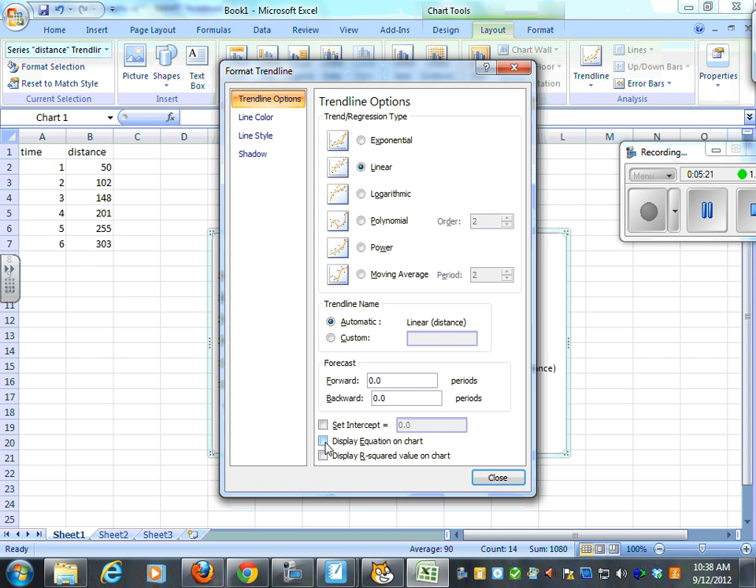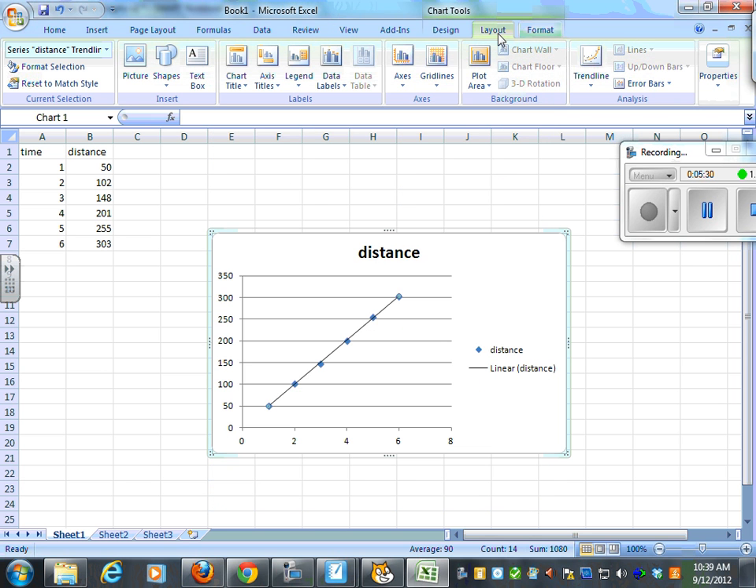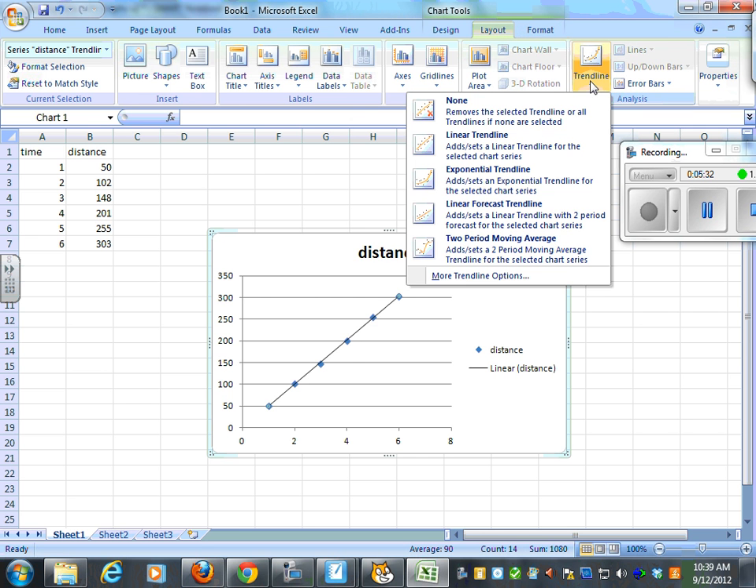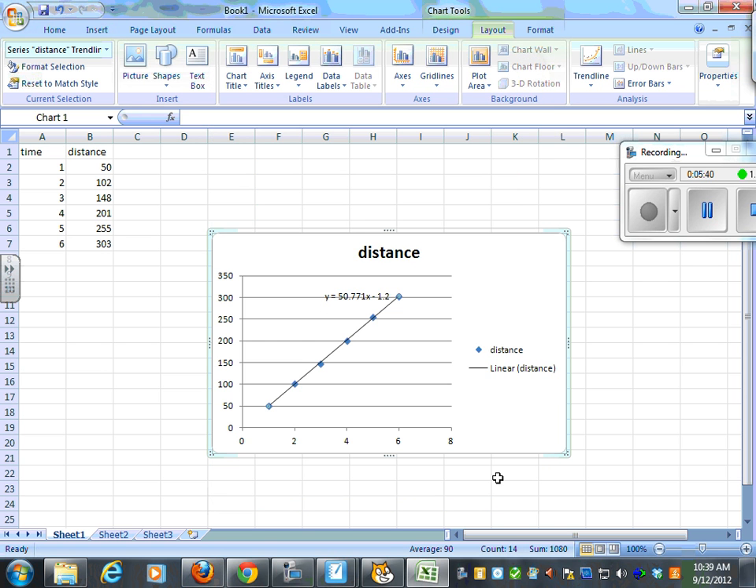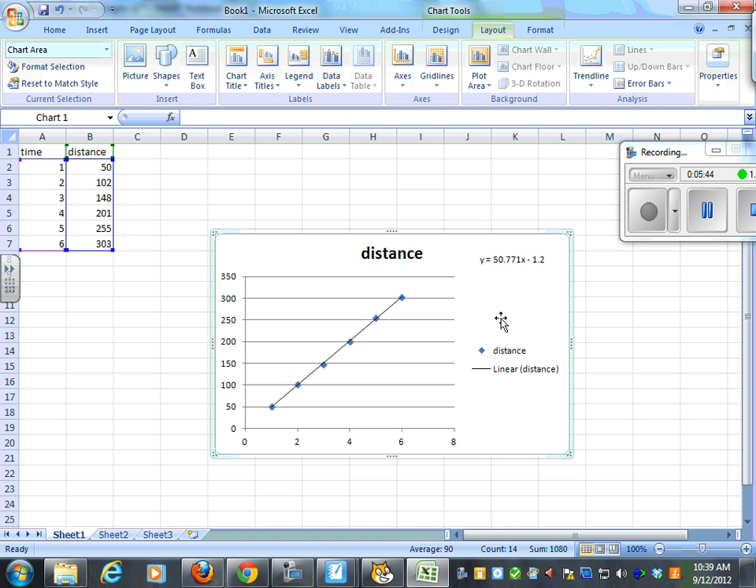I don't know why the default isn't give the equation. It should be, if you ask me. Okay, so let me go back there and do that again. Okay, so you're here. You're going to go to the Layout tab, Trend Line, go to Options, make sure it's on Linear, and click on Display Equation on Chart. There you go. Okay, you get a line of best fit, and you get an equation.